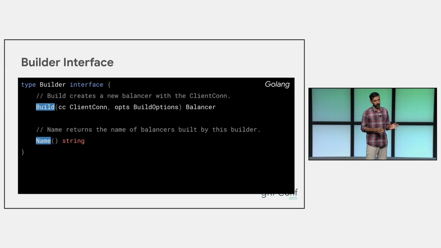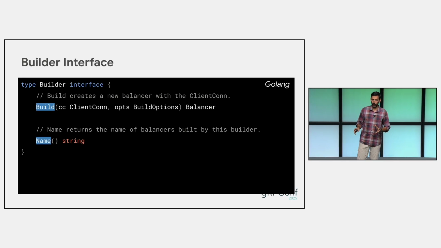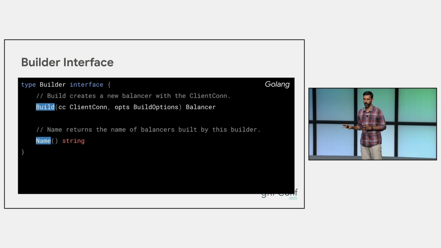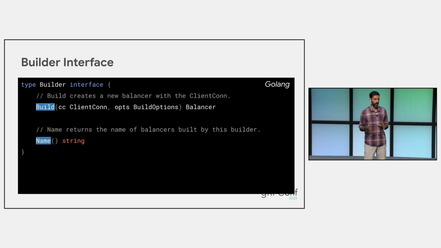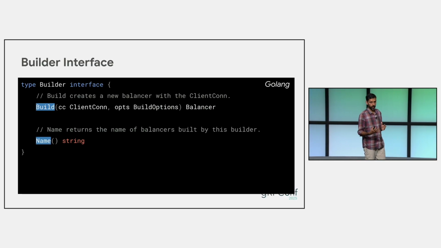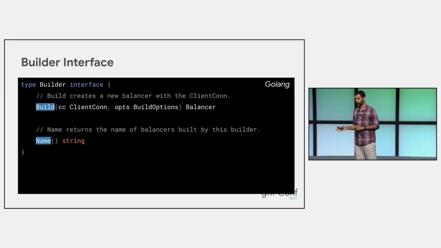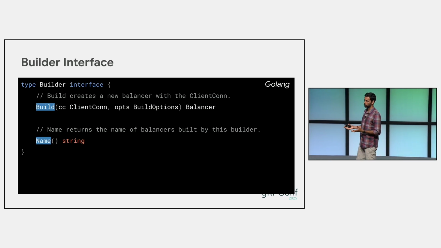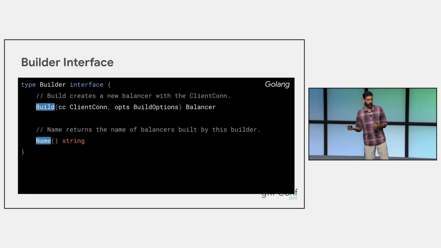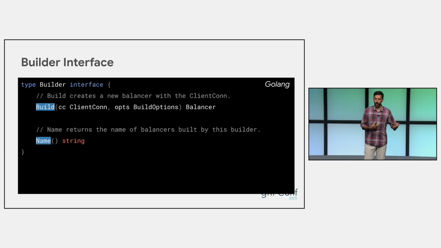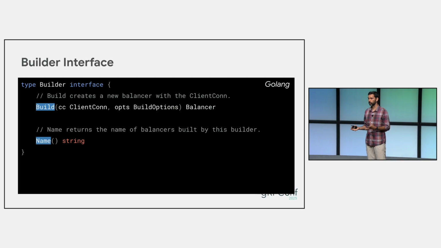So the API defines a bunch of interfaces. The first one that we look at is the builder interface. Every LB policy needs to implement this builder interface and register it with gRPC at init time. The builder basically has two methods, build and name. Build creates new instances of the LB policy, while name returns the registered name of the LB policy. So for an LB policy to be selected at runtime, the value returned by this name method needs to match what's specified in the service config.